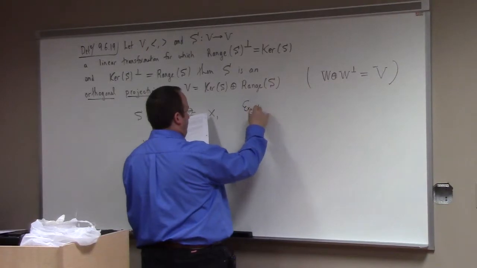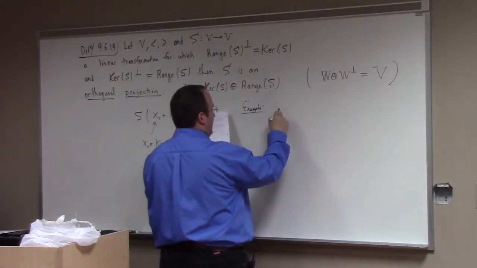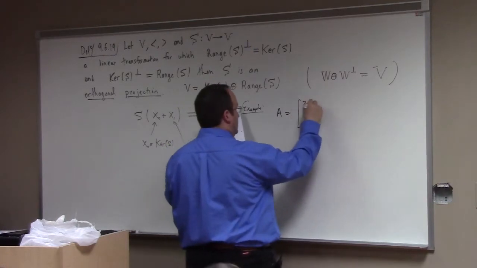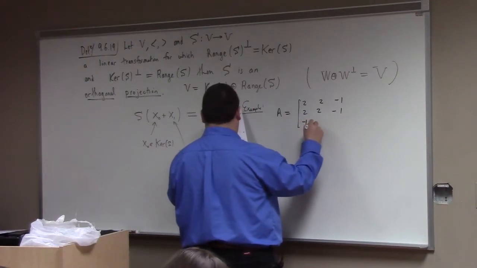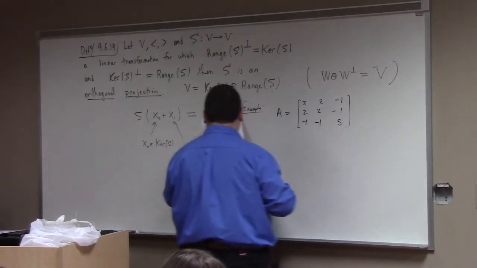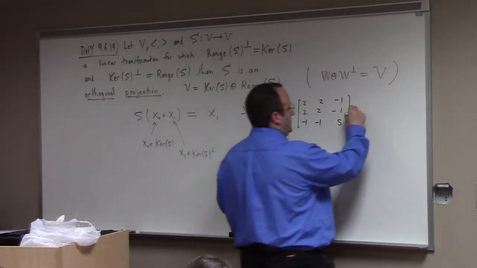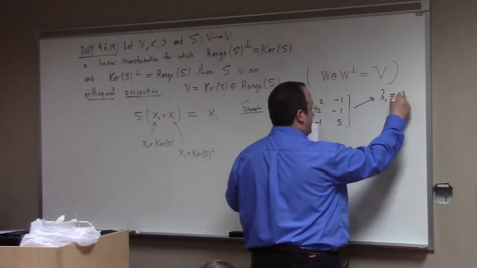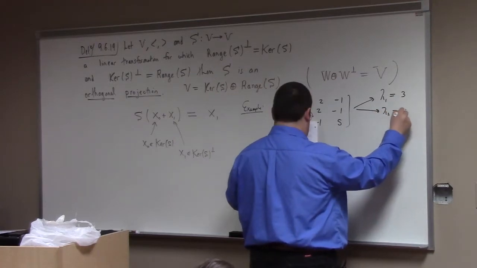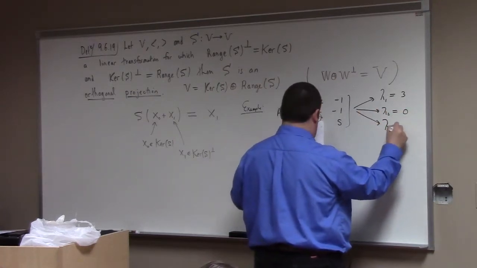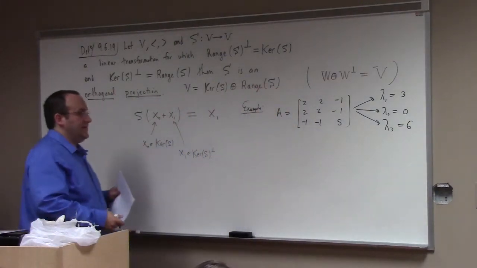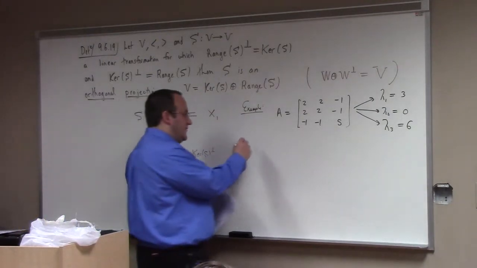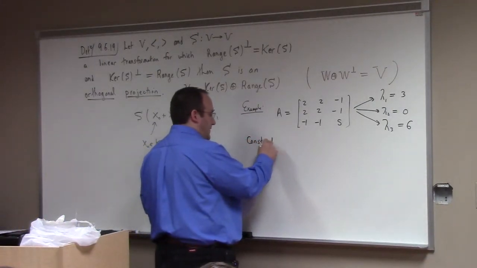Another example. If we look at A equal to [2, 2, -1; 2, 2, -1; -1, -1, 5], then I can tell you that this has lambda 1 equal to 3, lambda 2 equal to 0, and lambda 3 equal to 6. How do I know that? The reason I know that is the way I made up this example. Let me tell you how I made up this example.